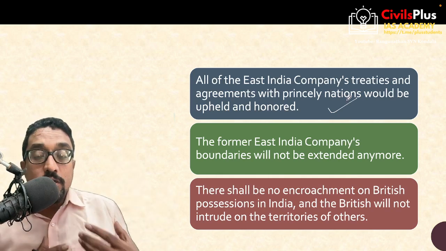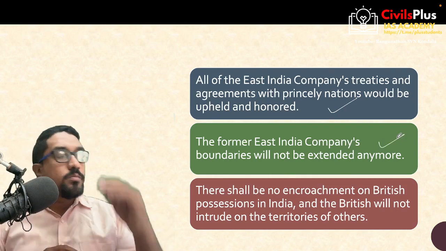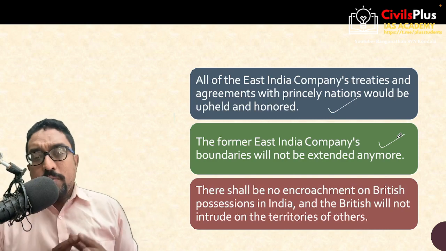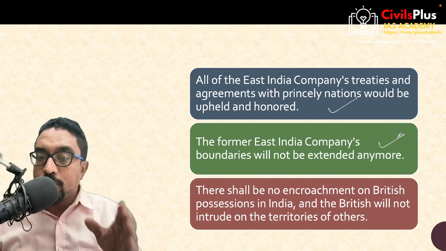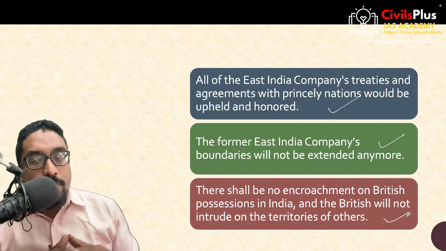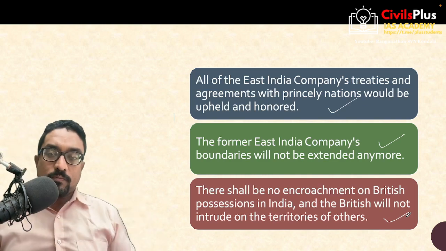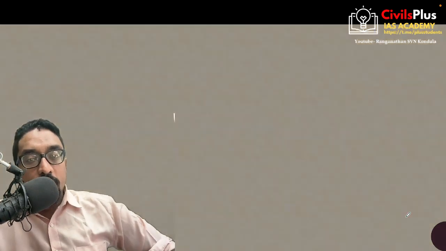So basically, East India Company was not looking for wars anymore. So it was not going to annex Indian kingdoms, not going to take over Indian territories. And also, there was to be absolutely no encroachment on British possessions in India. And the British will not intrude into other princely states or other princely territories. This aspect was also very clearly clarified.